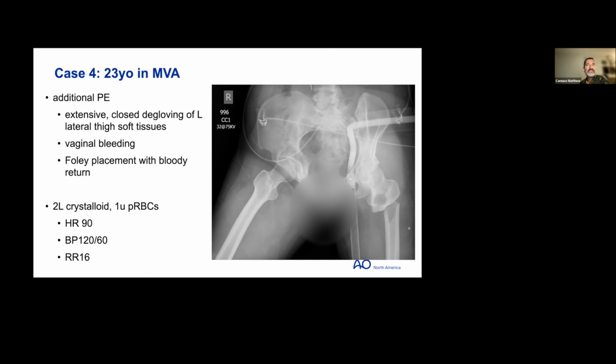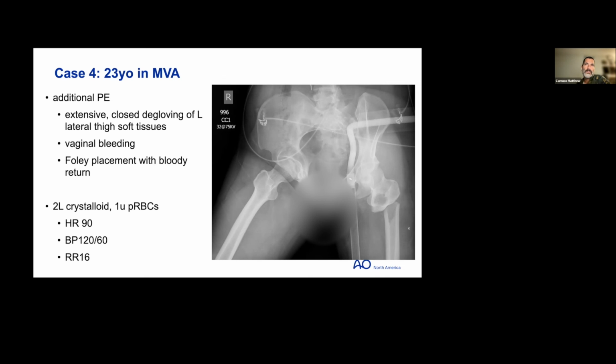Additional physical examination on this gal, as Ray suggested with our first patient, put your fingers in the holes that need to be examined. And in this case, she's got bleeding coming from her vagina, and she's got a big degloving wound that is closed on her left thigh. Despite the bleeding coming from the vagina, it looked like her urethra was okay to cannulate. And so the team did stick a Foley catheter into her urethra, but immediately got bloody return.